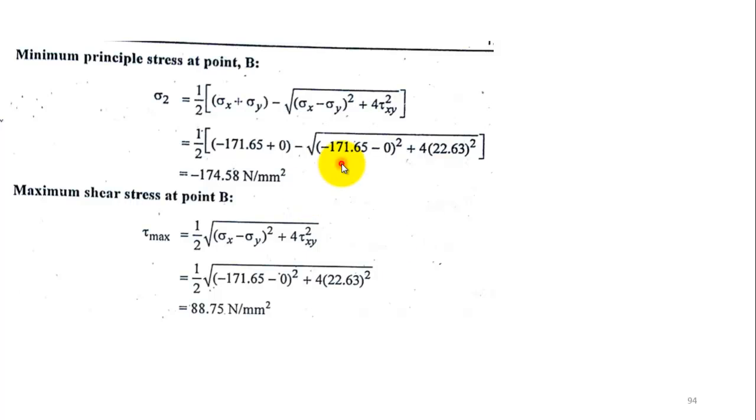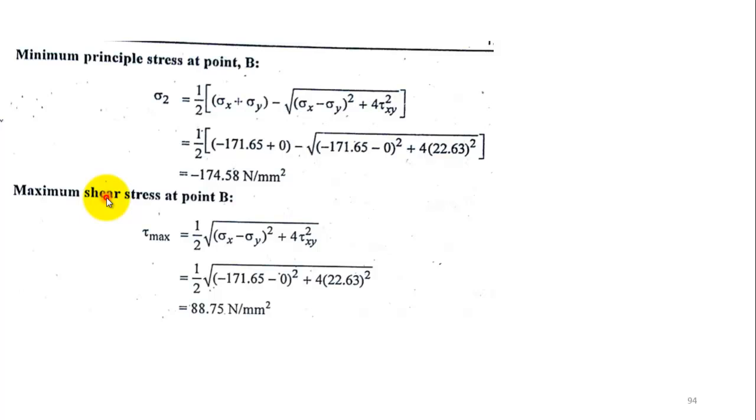If you see in the next slide, we calculated the minimum principal stress at point B. The only difference is that for minimum principal stress you have to use a negative sign here, and for point B you will have a value of sigma x as minus 171.65. The same formula you use for point A, you have to apply here.